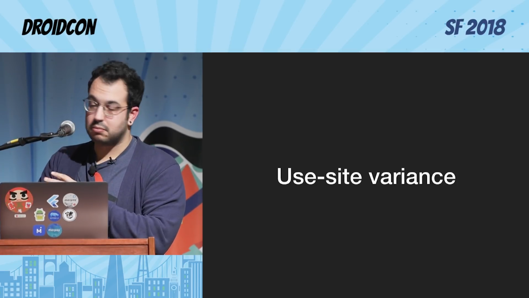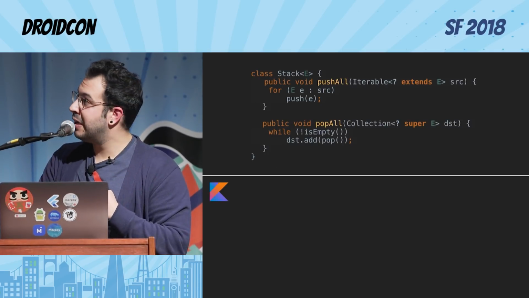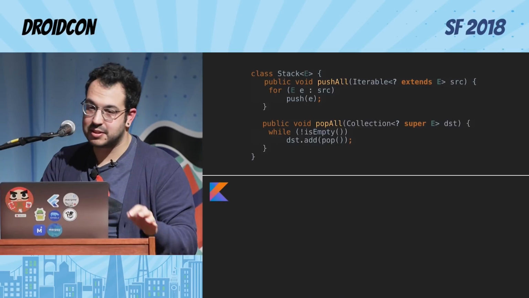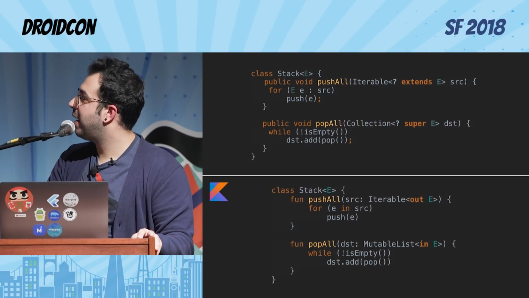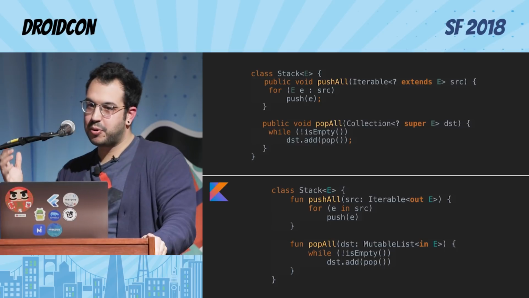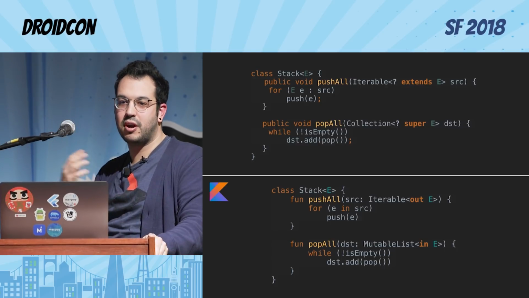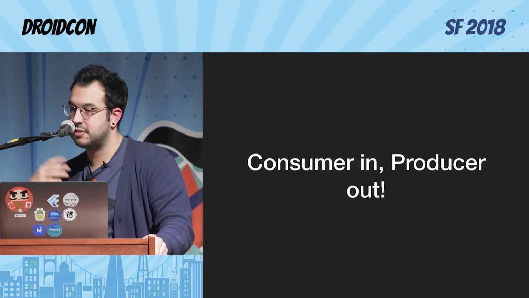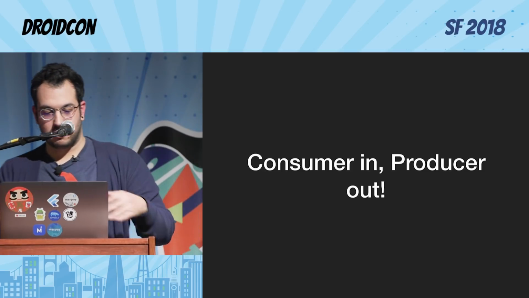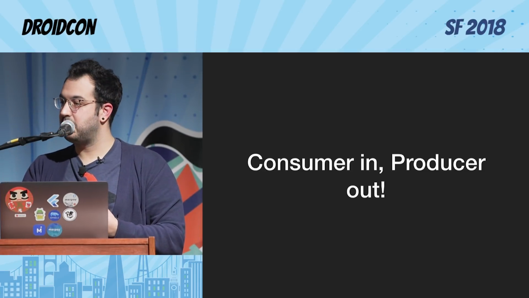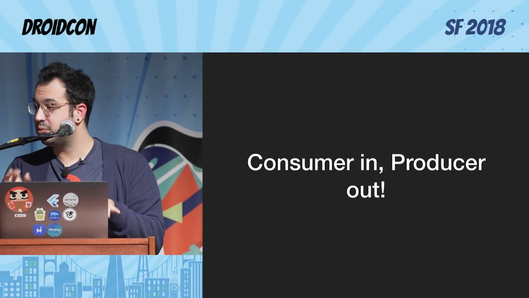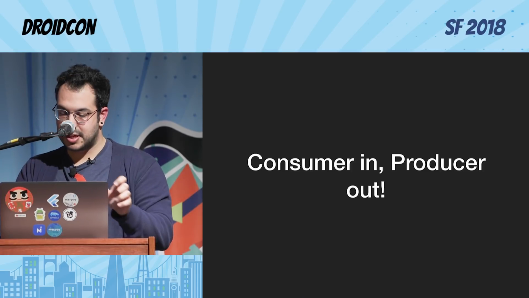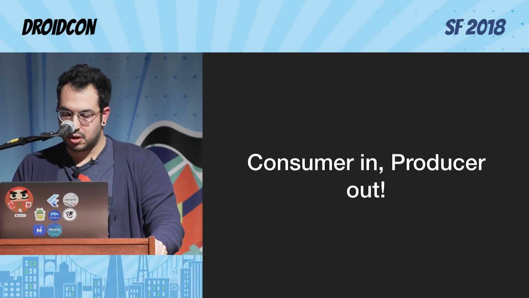And Kotlin has the same, so we can do the same. But in my opinion, it's more readable and more understandable, because they replace the question mark extends and the question mark super wildcards by out and in. And out produces things, and in consumes things. That's more natural to me. Out produces, in consumes, right? Or consumer in, producer out. Cool. This is more readable for me. I don't have to remember, and there are fewer characters to write. So in my opinion, use-site variance is better in Kotlin, more readable and nicer.